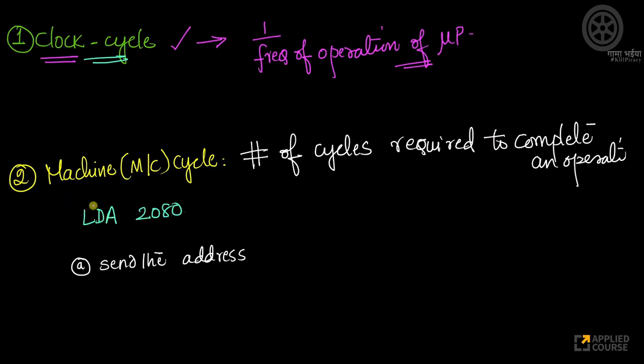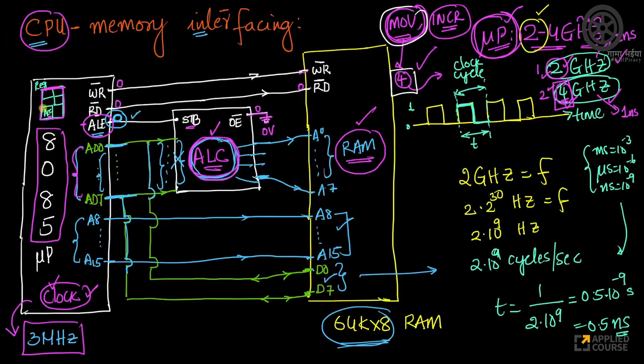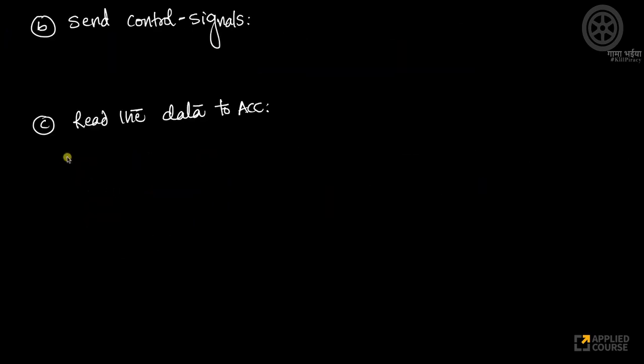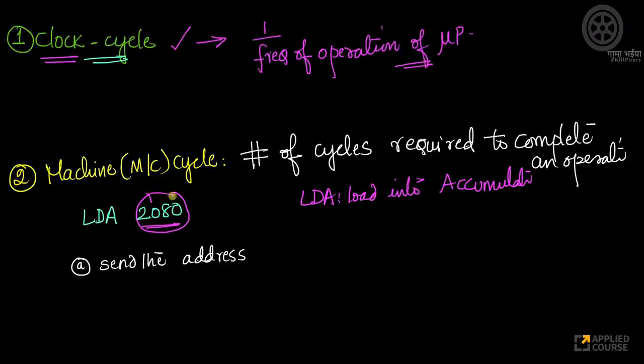LDA basically means load into accumulator. Now accumulator is a special register in the microprocessor, which is used for special purposes by the microprocessors. So LDA basically means whatever data is in address 2080 on your main memory, load those 8 bits of data, in this case 8 bits, because we are talking about the 8085 microprocessor. Let's assume this is being executed on an 8085 processor.